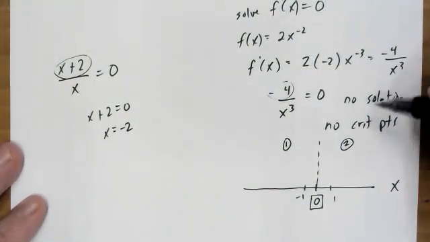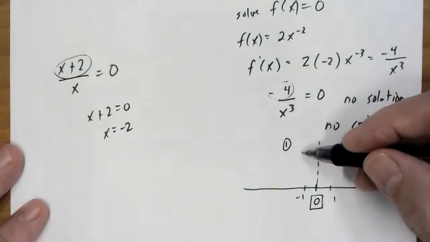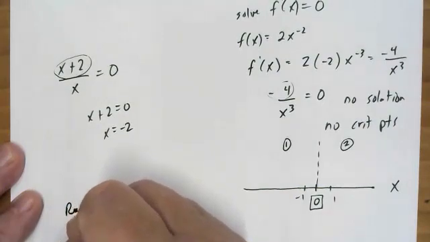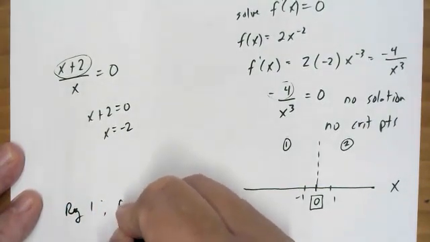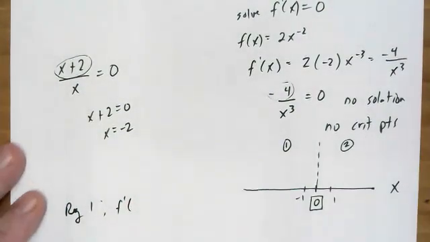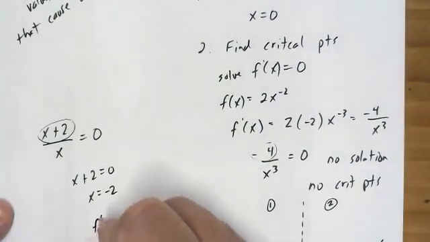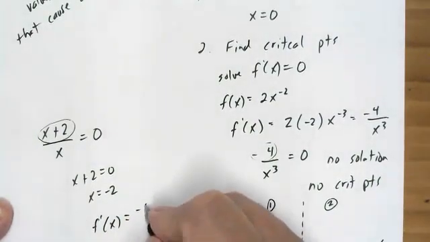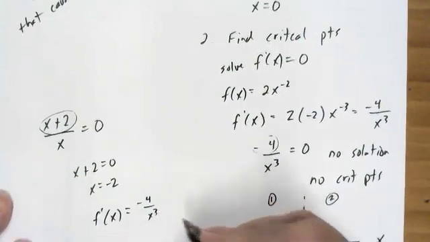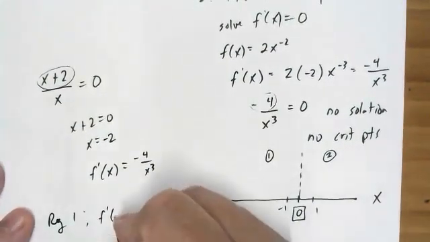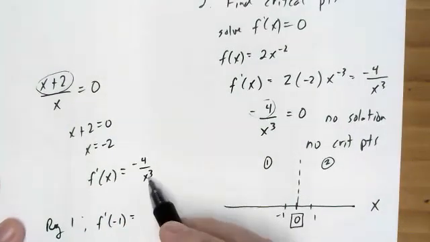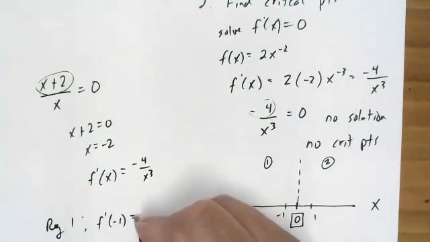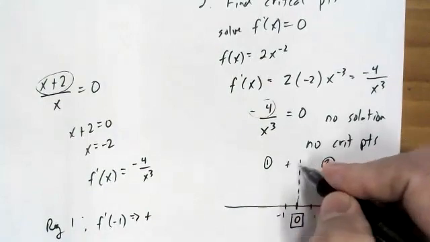And now I'm going to analyze the first derivative in each of my regions. So in region 1, here's my first derivative. If I plug in my test point of -1, -1 cubed is -1, and negative divided by negative ends up being positive. Region 1 is a positive region.